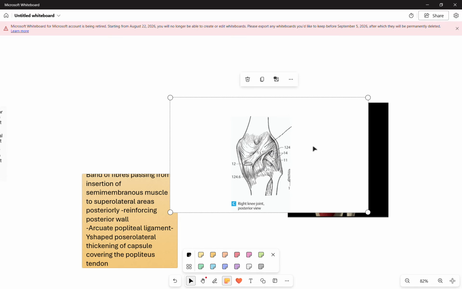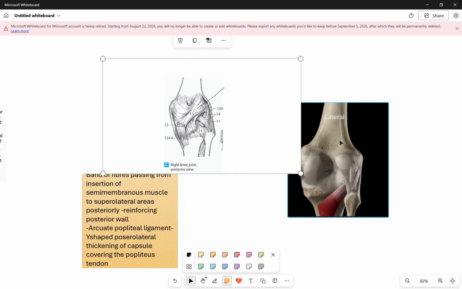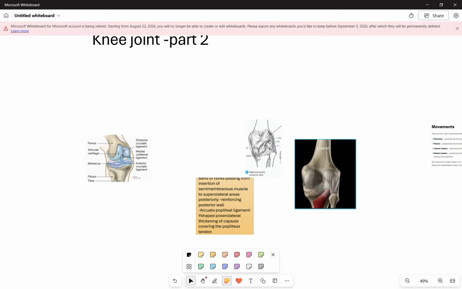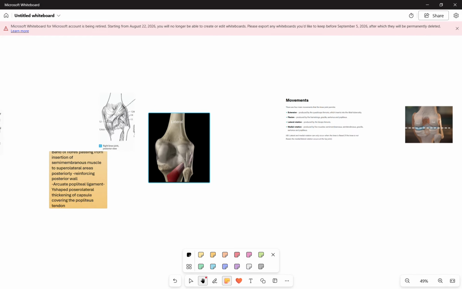Let me see over here if I can show you a better picture. Yeah, this is a better picture of the arcuate ligament. It's a Y-shaped band on the lateral side, and this is the popliteus muscle. It covers the tendon of the popliteus muscle, which is arising from the lateral condyle of the femur. Its origin is intracapsular, and then it pierces the capsule and gets attached to the tibia. So this is the posterior part of the thickening of the capsule, which is known as the arcuate popliteal ligament. So that completes the ligaments of the knee joint.